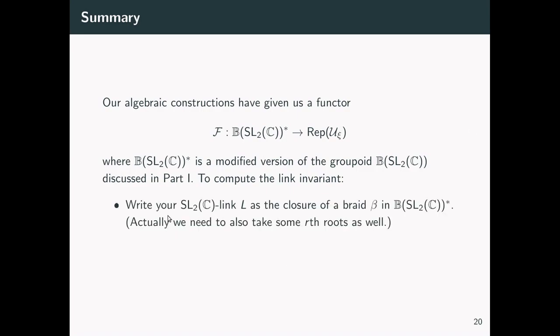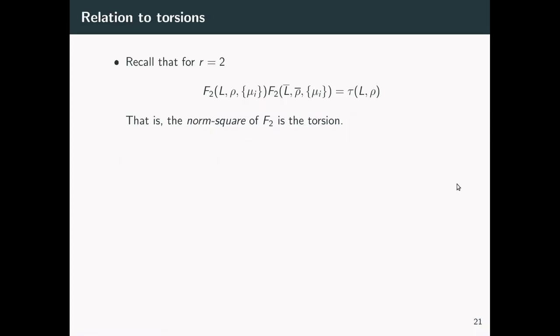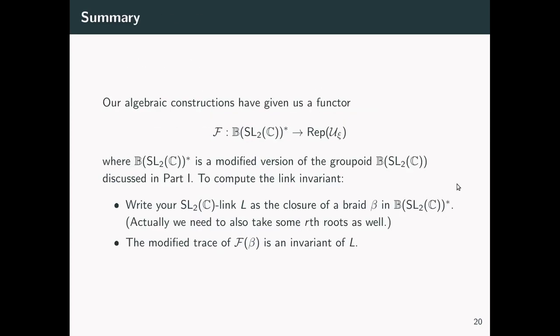So if you want to compute your link invariant, write your SL2C link as the closure of a braid in B of SL2C star, and do this business with taking rth roots, which does not complicate it much. And if you take the modified trace of the image of that braid under this functor, you get an invariant of L. All right, so that's how to get it.